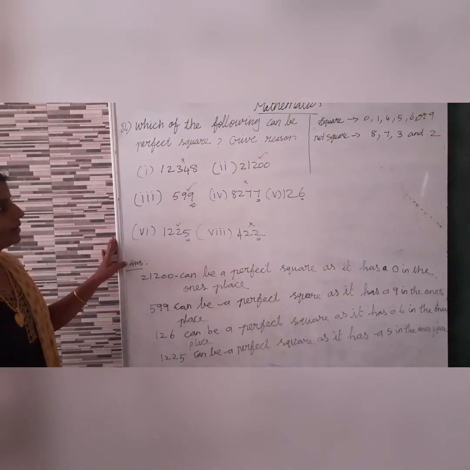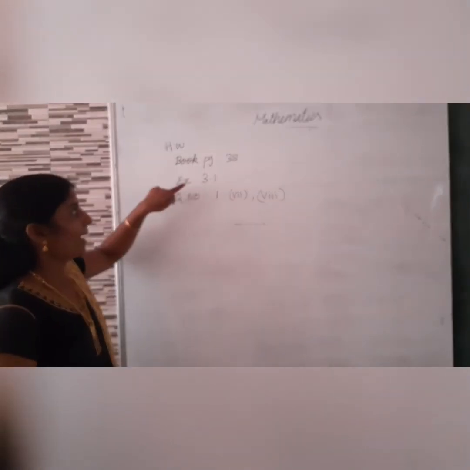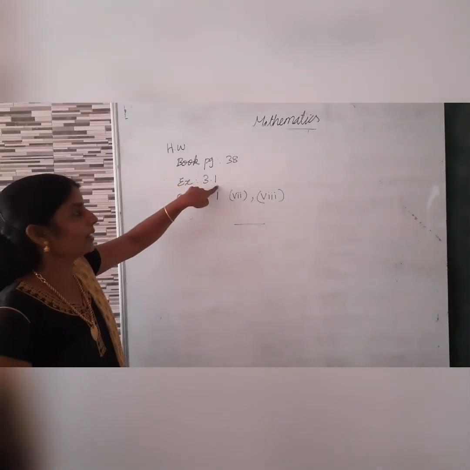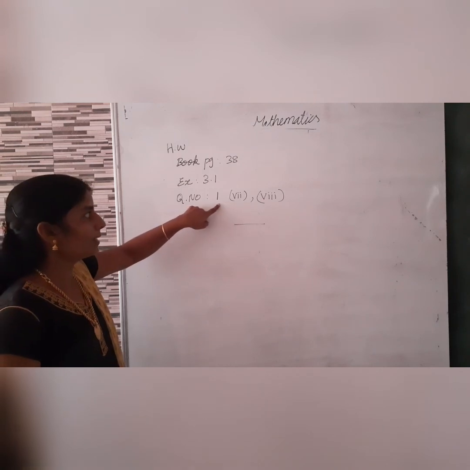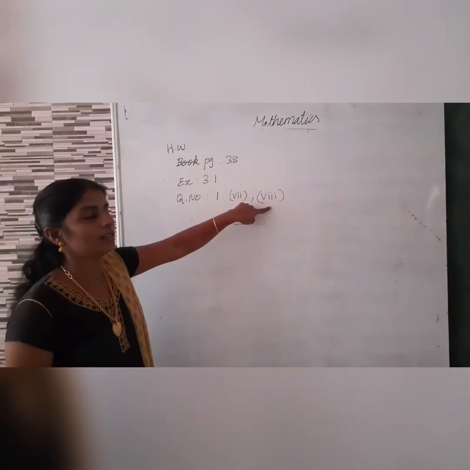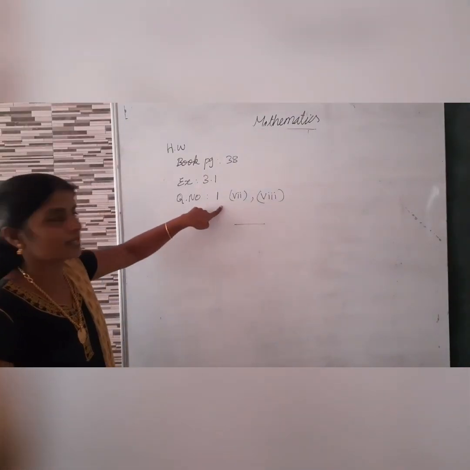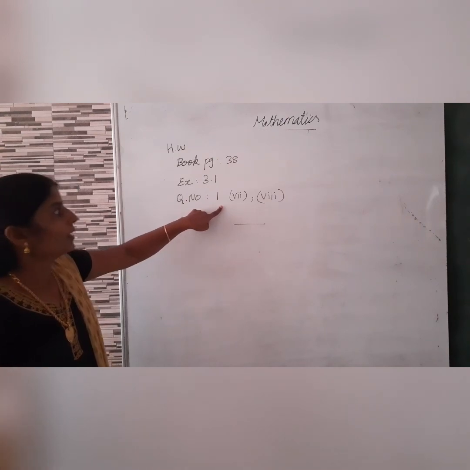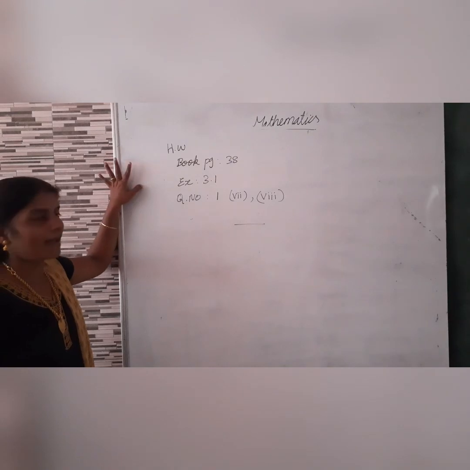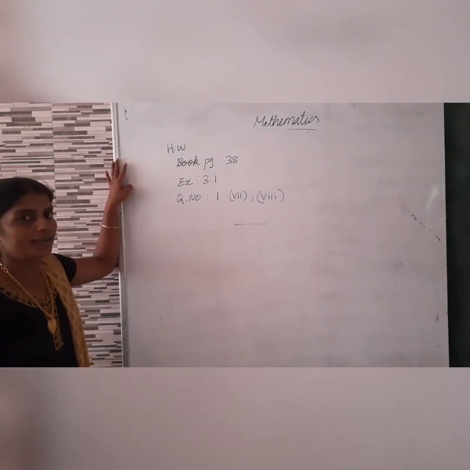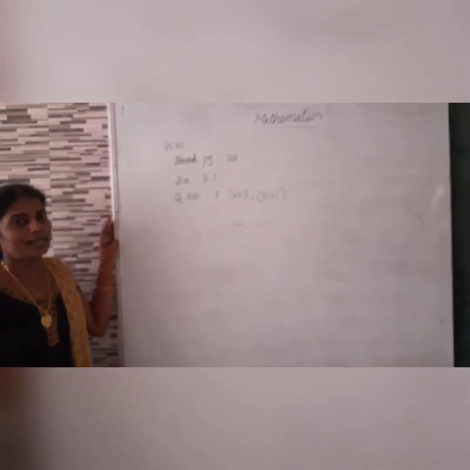Clear? Okay. Today's homework: book page number 38, exercise 3.1, question number 1, 7th question and 8th question. Only 2 questions homework. Now, first to last, write all the properties in your maths note. Okay, from this video we can see in the next class. Thank you.